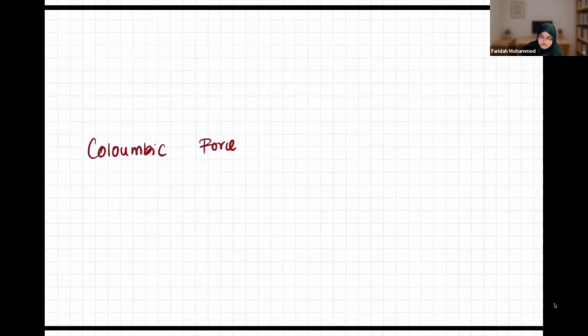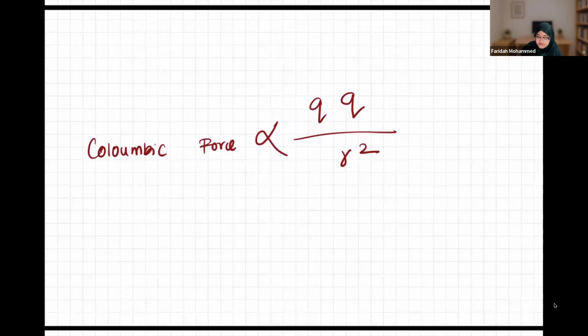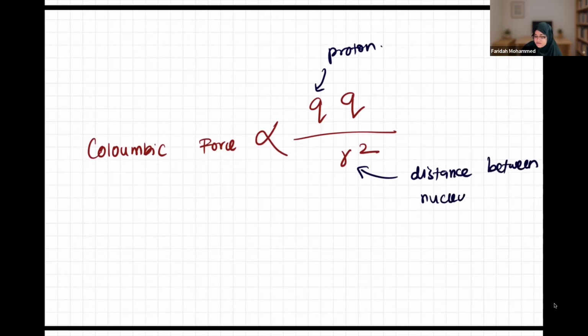The Coulombic force is basically charge times charge, Q Q over R squared. Okay, what are these? Well, basically the charge is the charge of proton. The radius is just the distance between nucleus and outermost shell. Write it down, okay, guys? Okay. So what do we have?